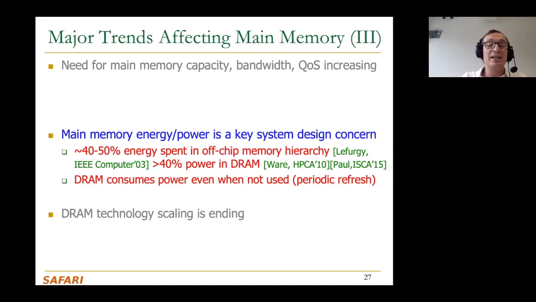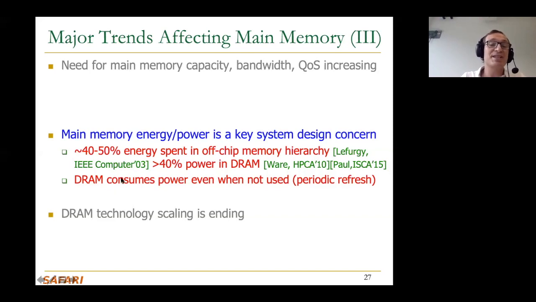Basically today, you can easily bet that half of your system power and energy is spent on DRAM main memory, including the off-chip interconnect, of course, right? You cannot consider DRAM without the off-chip interconnect because data is moved through that off-chip interconnect. Basically, half is a good ballpark, which doesn't sound good, right? Again, we are calling these computing systems, but half of the power is spent on off-chip components like DRAM.